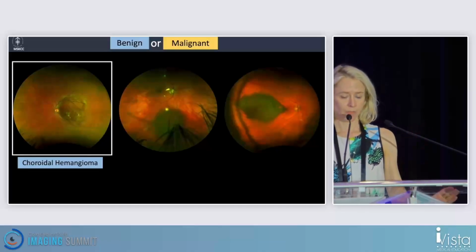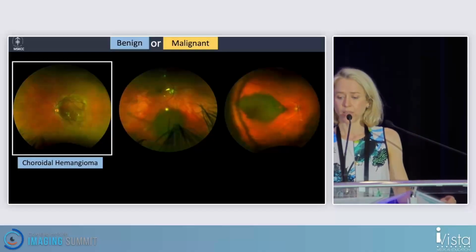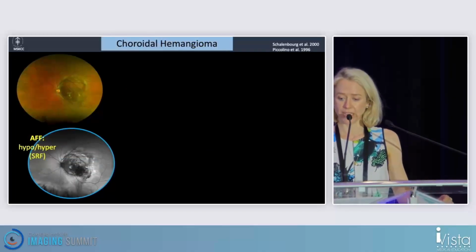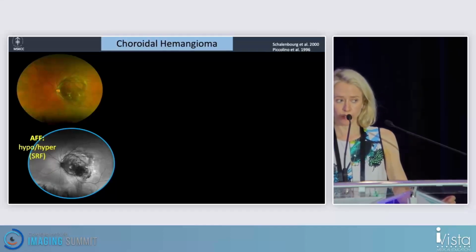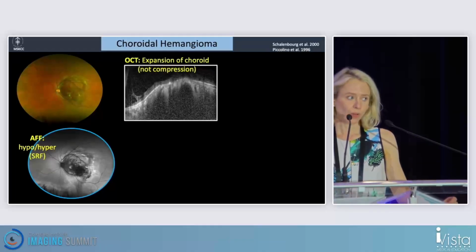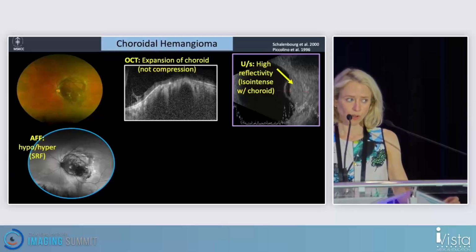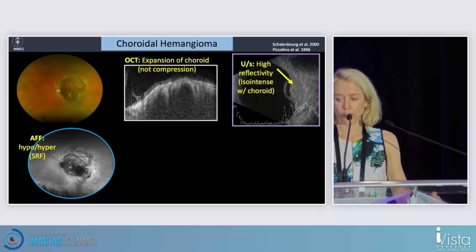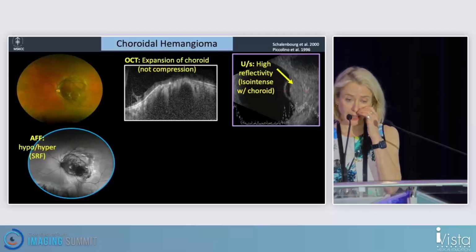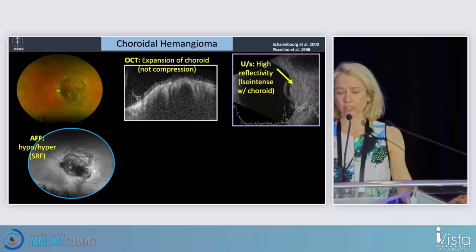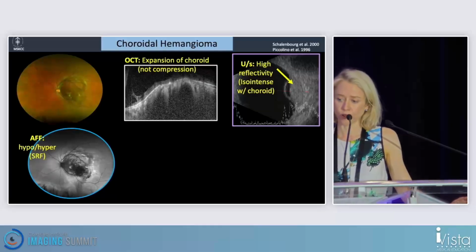this is a choroidal hemangioma. Let's figure out why the imaging would allow us to determine it to be a hemangioma. On the autofluorescence, you can see it's a mixed pattern, but you can also see the extent of the subretinal fluid inferiorly. On the OCT, you see that there's expansion of the choroid, but not compression of it. And what's really helpful with a choroidal hemangioma are an ultrasound in which the intensity of the dome-shaped lesion is very similar to the choroid. So that's known as iso-intense with the choroid.